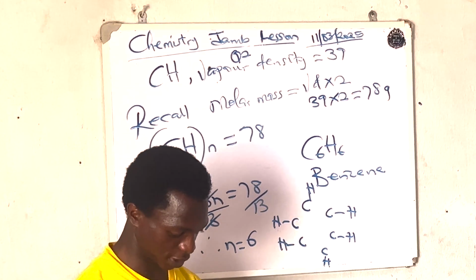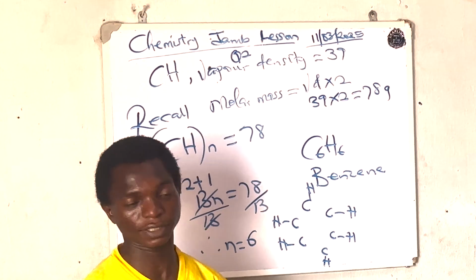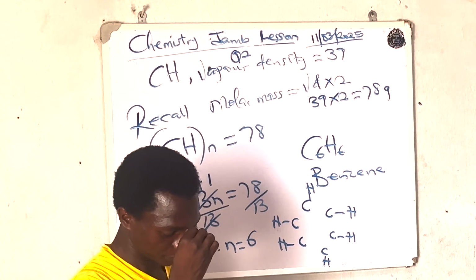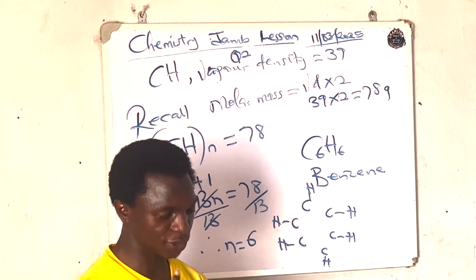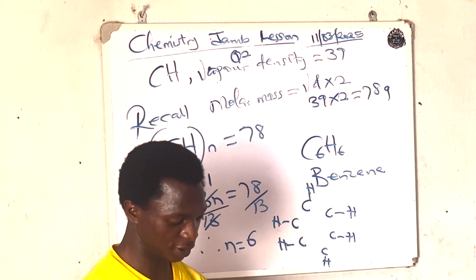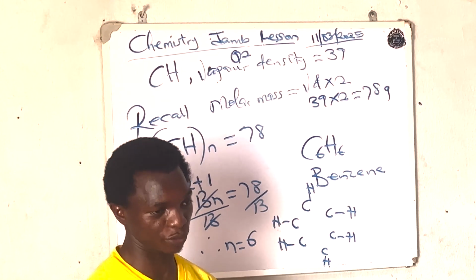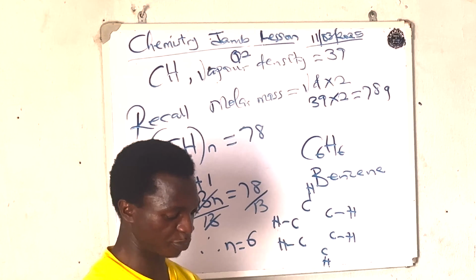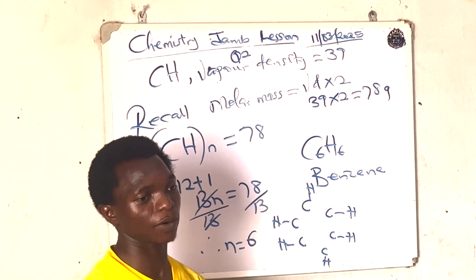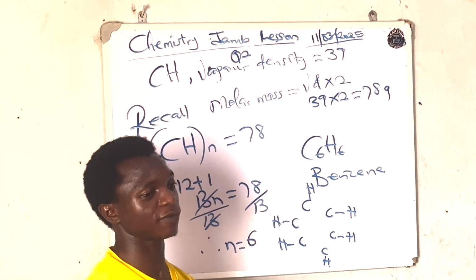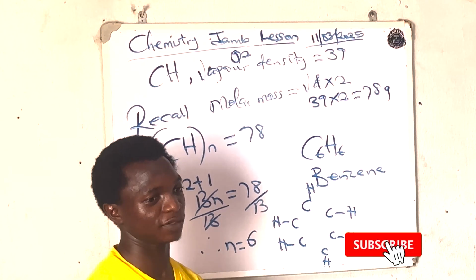Now, as I read the next question, that is question number 3. It says: 200 cm cube of a gas at 25 degrees centigrade exerts a pressure of 700 millimeter mercury. Calculate its pressure if its volume increases to 350 cm cube at 75 degrees centigrade, respectively.